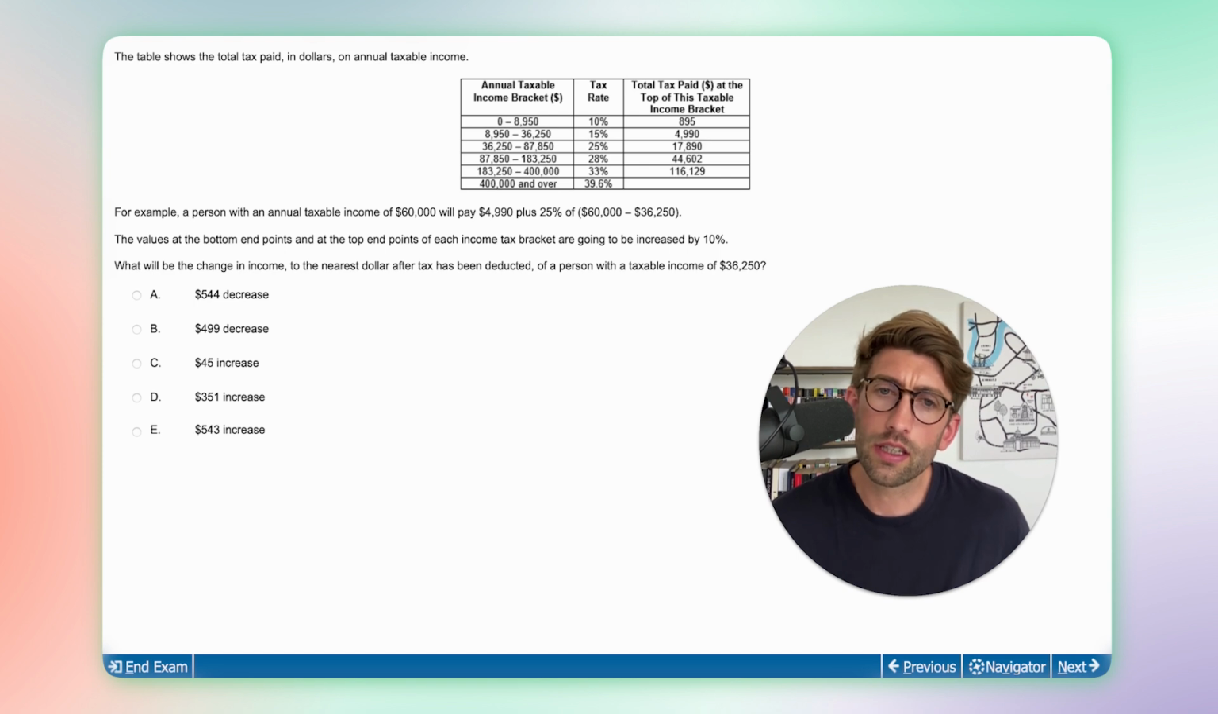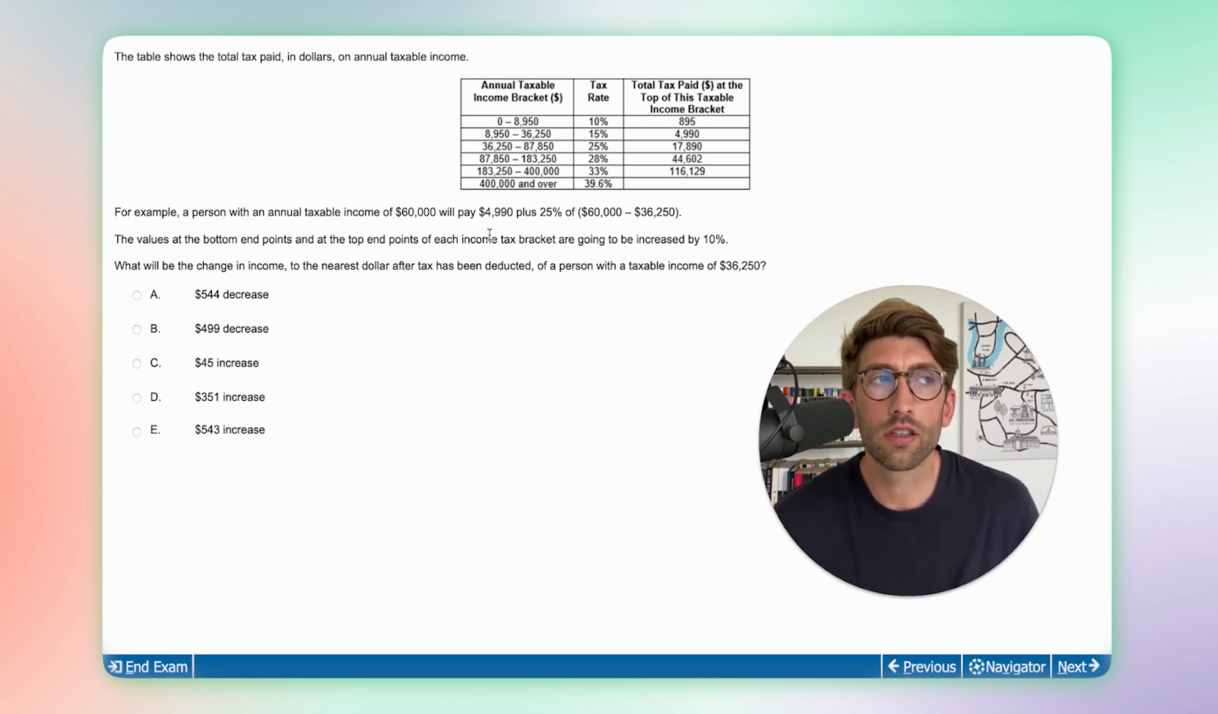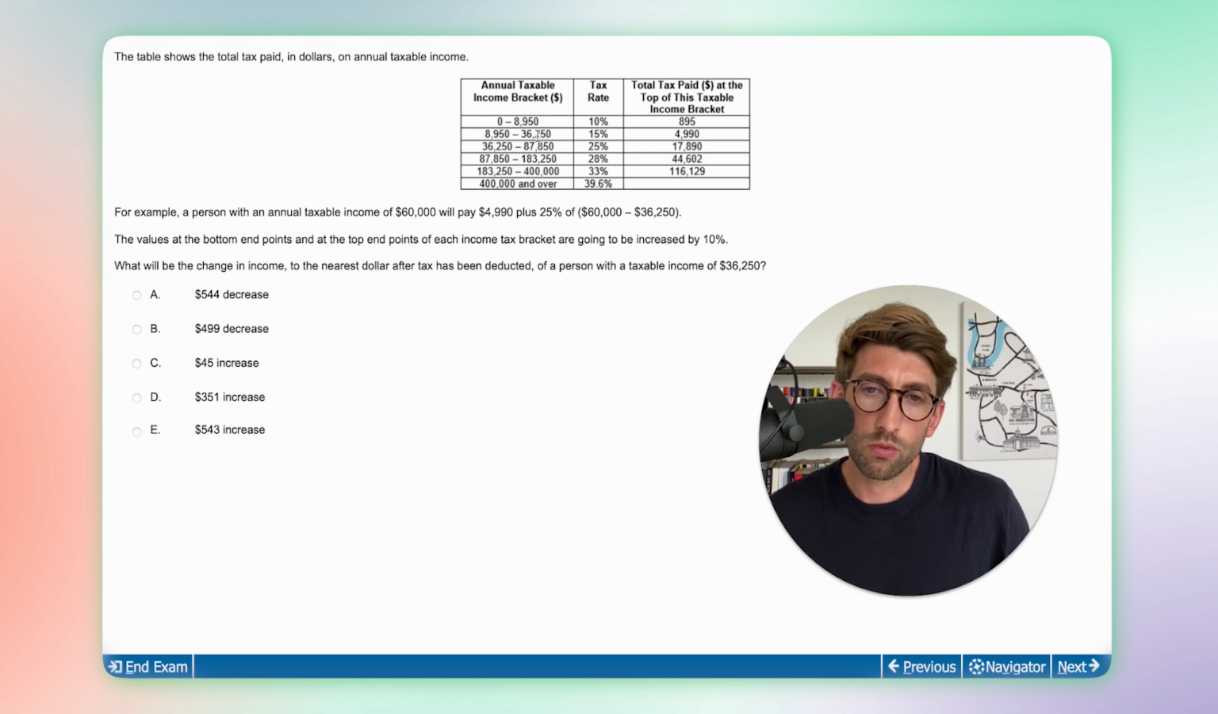Okay, so this one is saying the values at the top and the bottom end of each income bracket are going to increase by 10%. So basically, they're all going up by 10%. It means that the brackets are getting wider, but that doesn't really matter for this. So what will the change in income be, to the nearest dollar, after tax has been deducted, of a person earning 36,250?